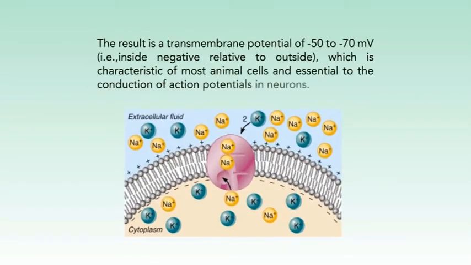The result is a transmembrane potential of about -50 to -70 millivolts, that is, inside negative relative to outside, which is characteristic of most animal cells and essential to the conduction of action potentials in neurons. The active transport of sodium ions and potassium ions is of great physiological significance. The sodium-potassium gradient in animal cells controls cell volume, renders neurons and muscle cells electrically excitable, and drives the active transport of sugars and amino acids.